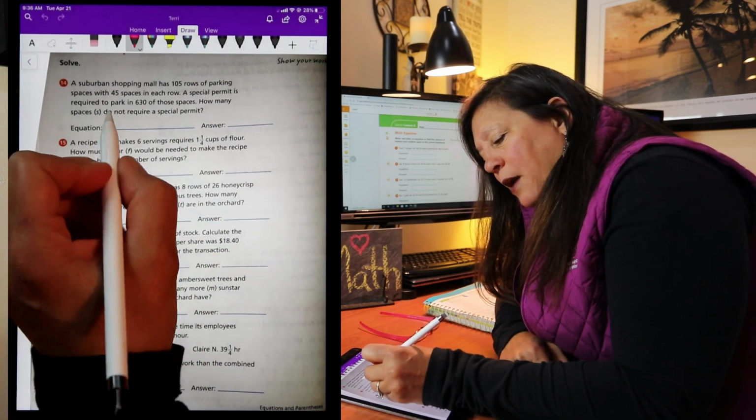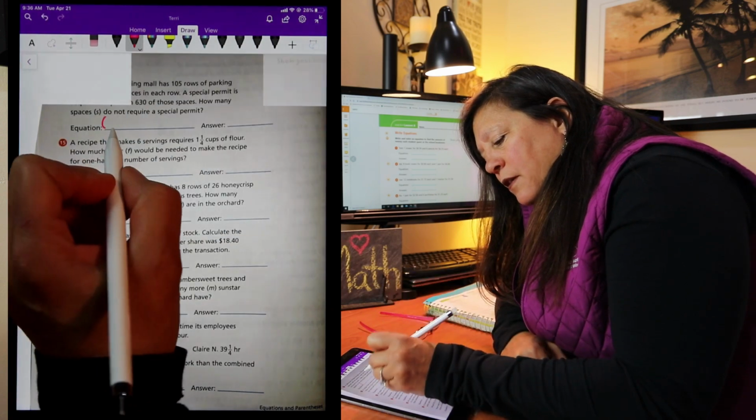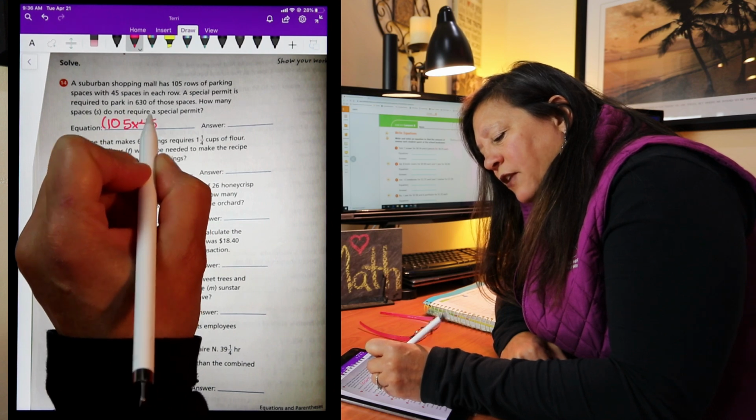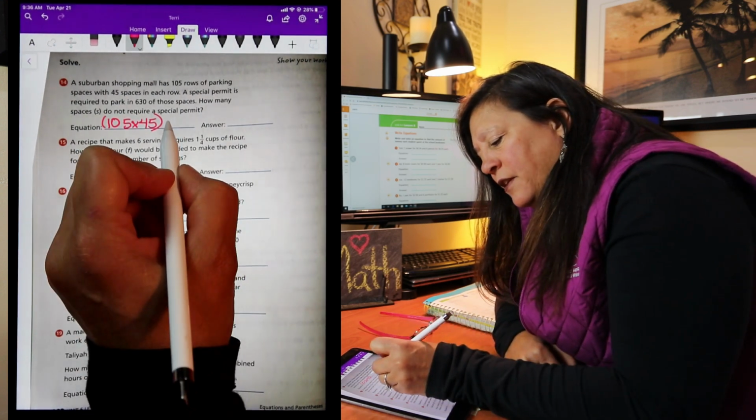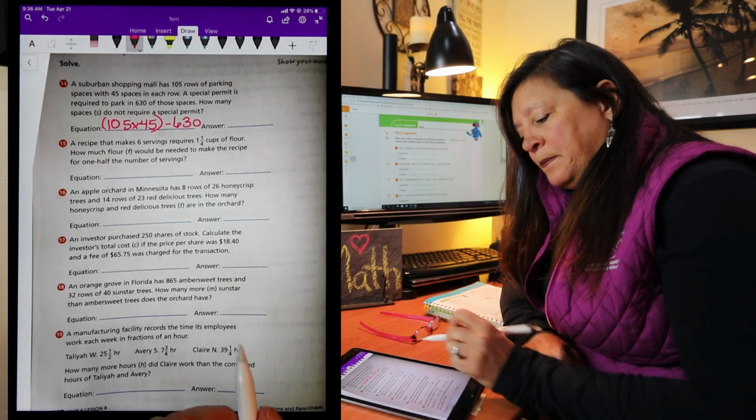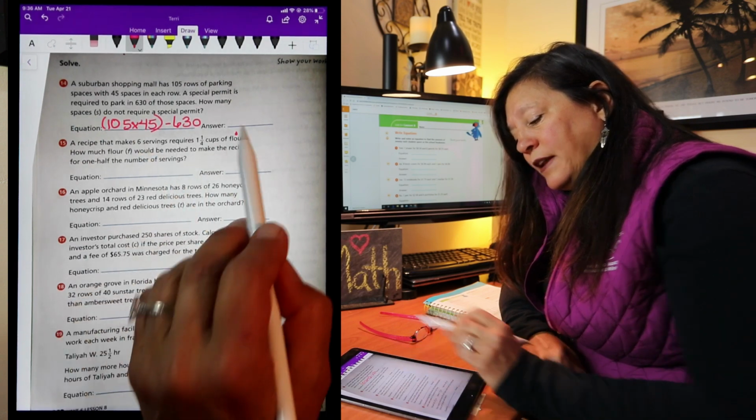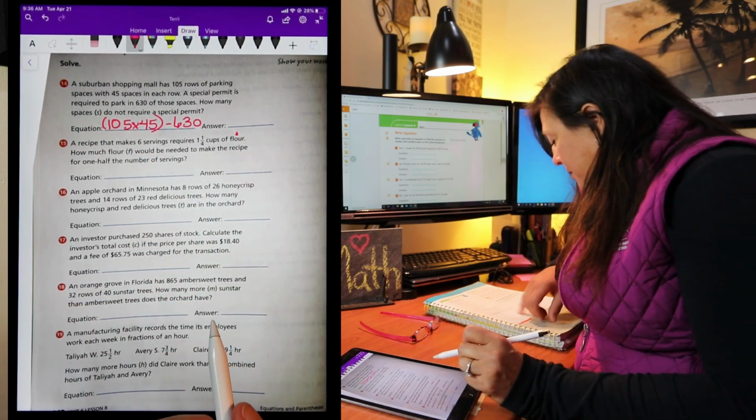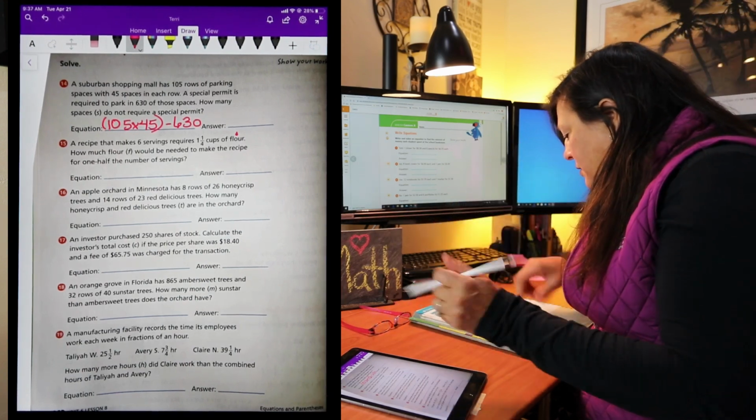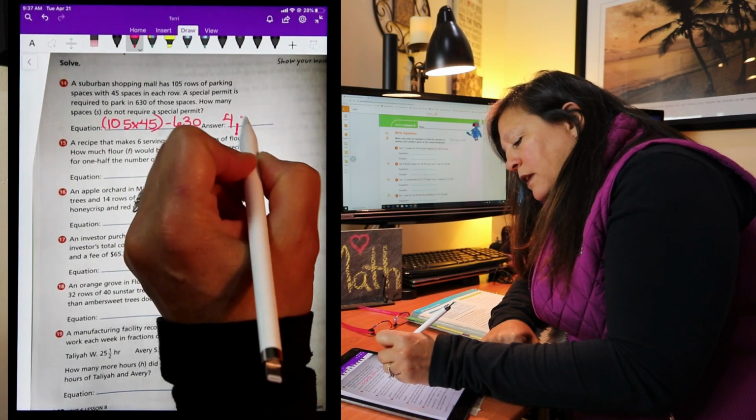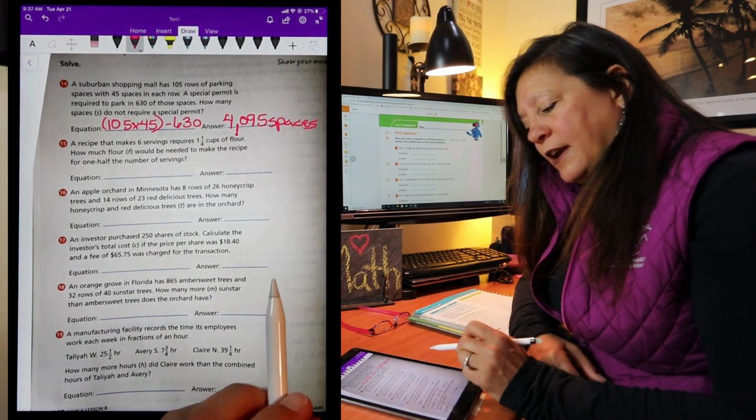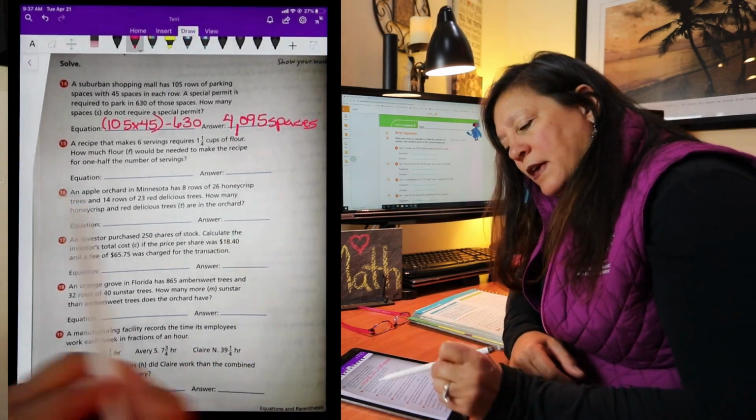Well, first we have to figure out how many spaces altogether. So we're going to take that 105 times 45 to find out how many spaces there are. And then we're going to subtract the 630 that do require a permit. And then you're going to find out how many do not require a permit. Okay? And once you perform that operation, you should get 4,095 spaces. So do the math, check your answer, make sure you have the right answer.